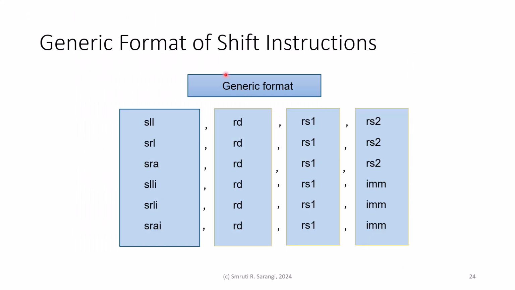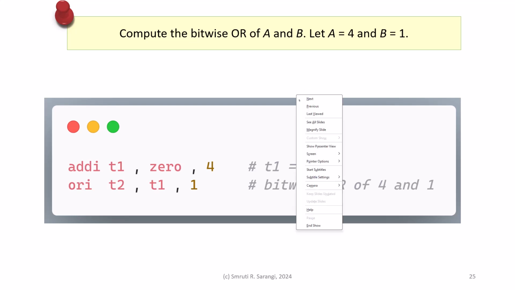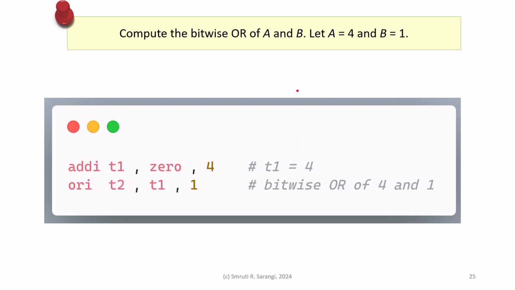So the generic format of shift instructions is like this, the same as add. RD, RS1, RS2, or RD, RS1 is the first source, and the immediate. So again, a couple of examples are due, reasonably simple ones. We have been seeing them throughout. The bitwise OR of A and B: let's assume A is 4, B is 1. So load 4 into T1 and OR it with 1 using the ORI, or with immediate, instruction.